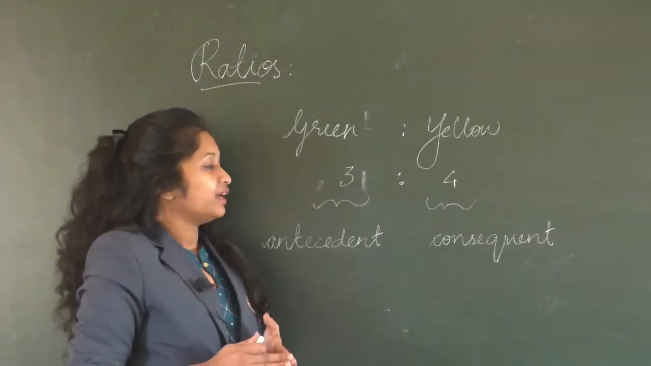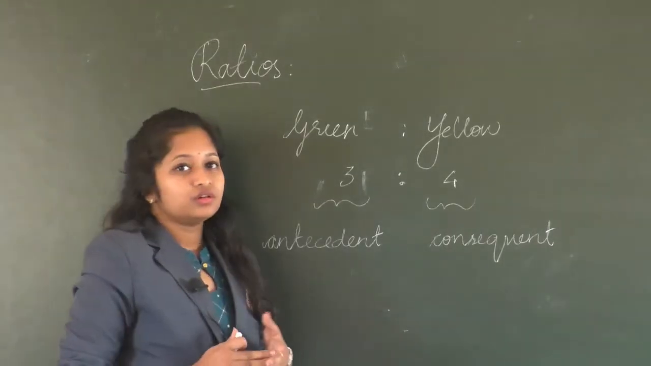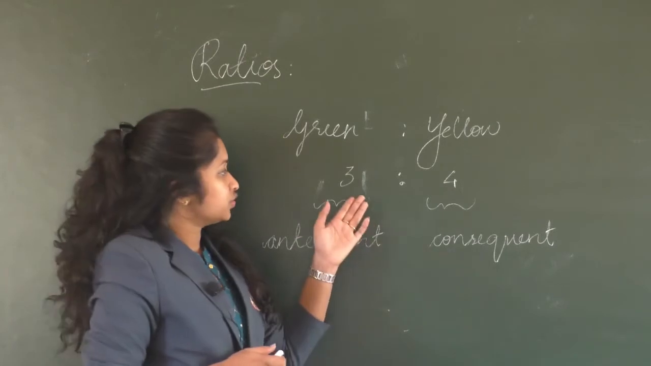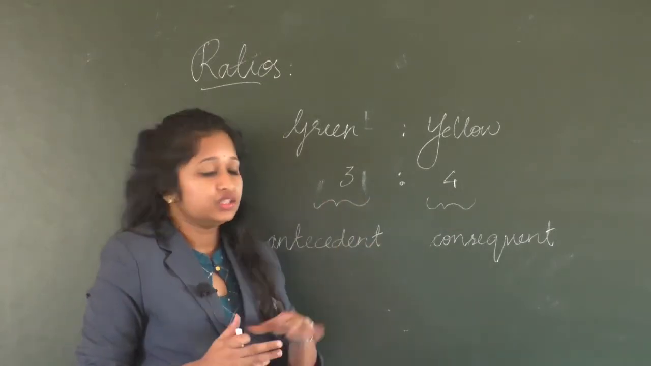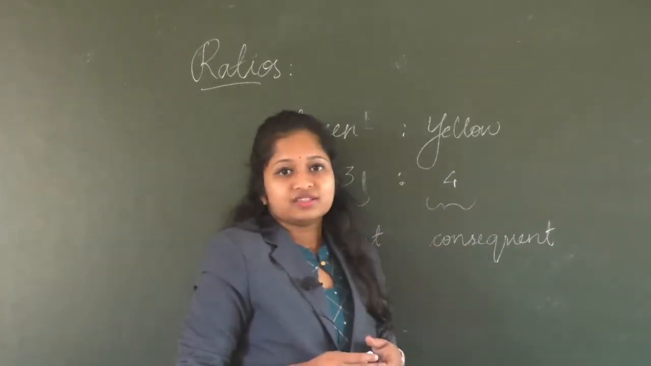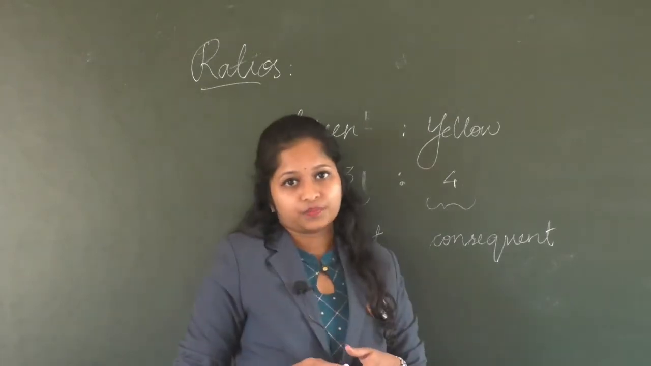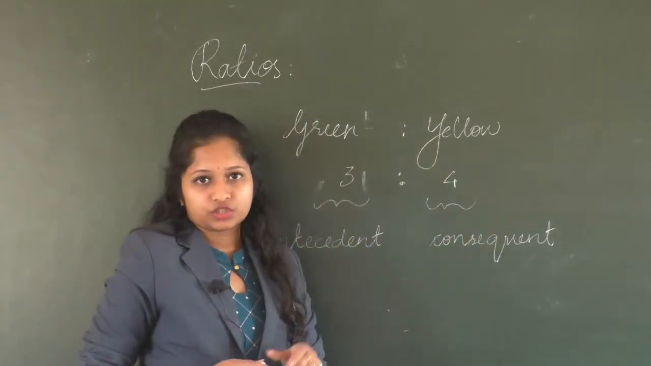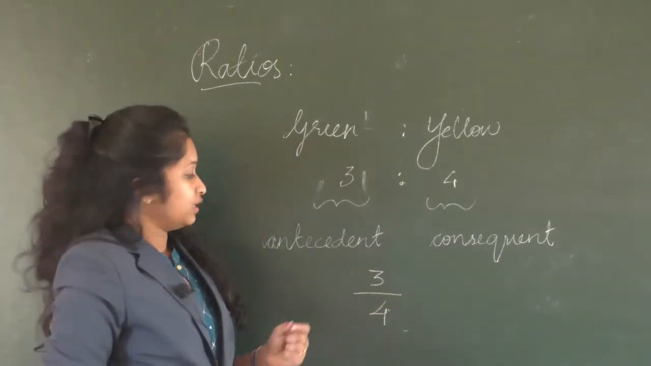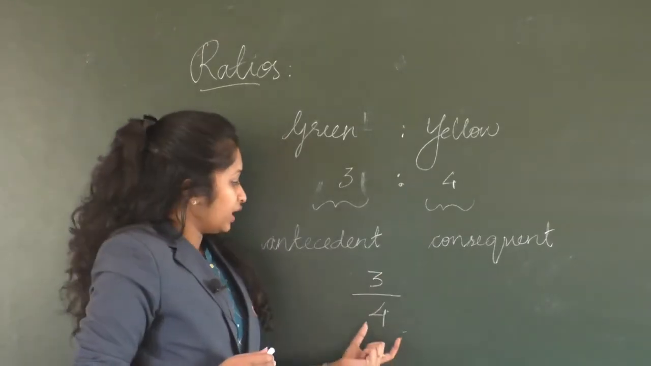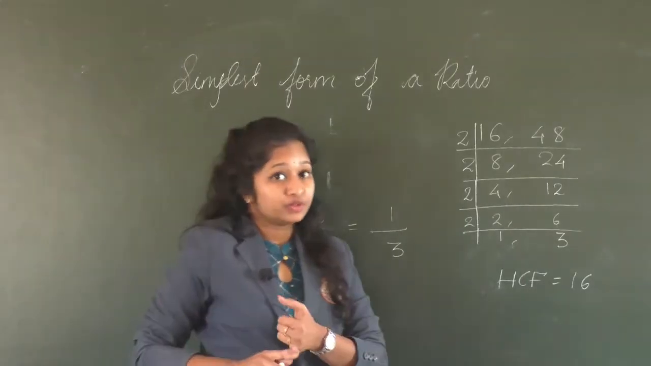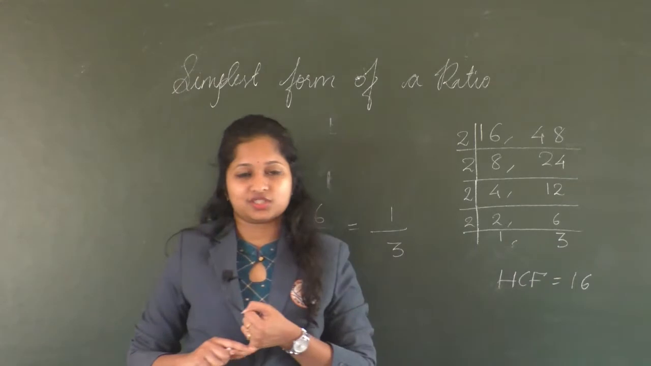So children, as I showed you with the blocks of green and yellow, the ratio we got was 3 is to 4. Here the first term is called the antecedent and the second term is called the consequent, and we can write this particular ratio as 3 by 4, that is, the antecedent in the numerator and the consequent in the denominator. So children, remember that ratios have no unit, okay?